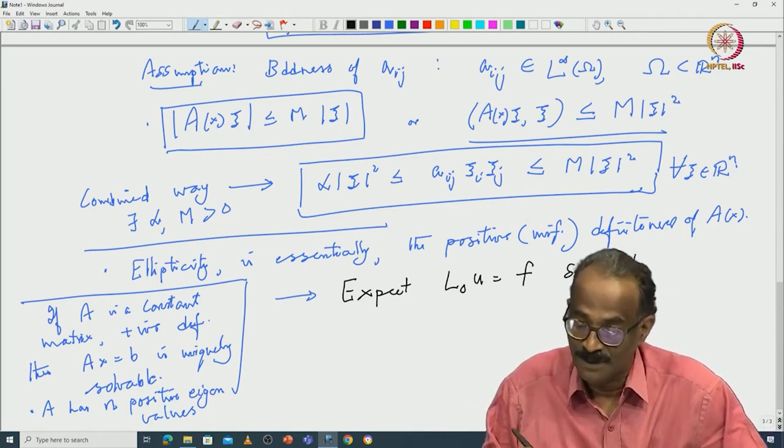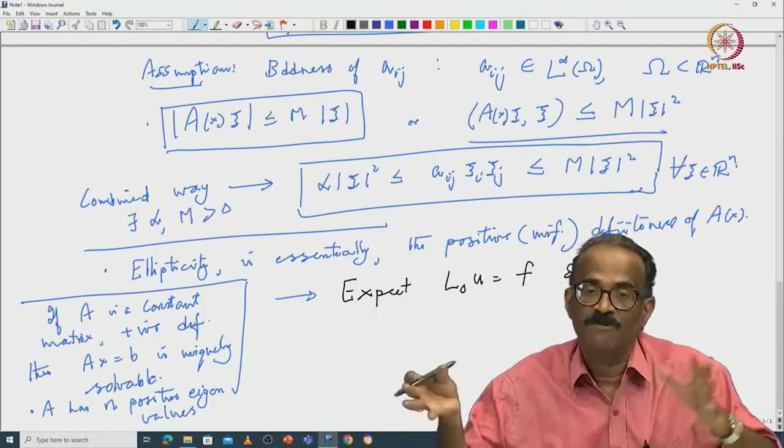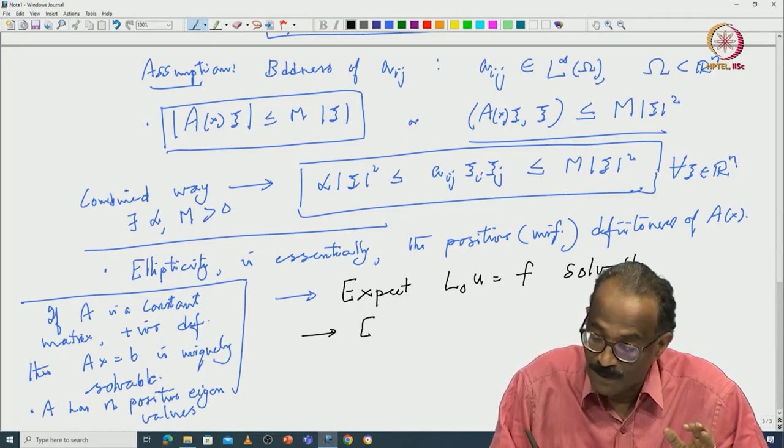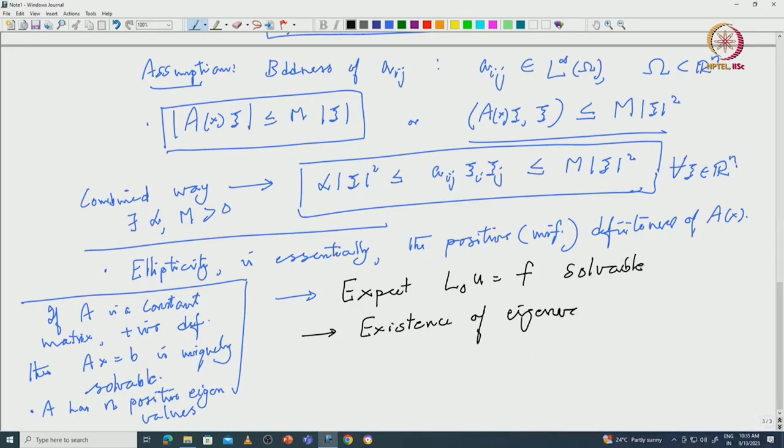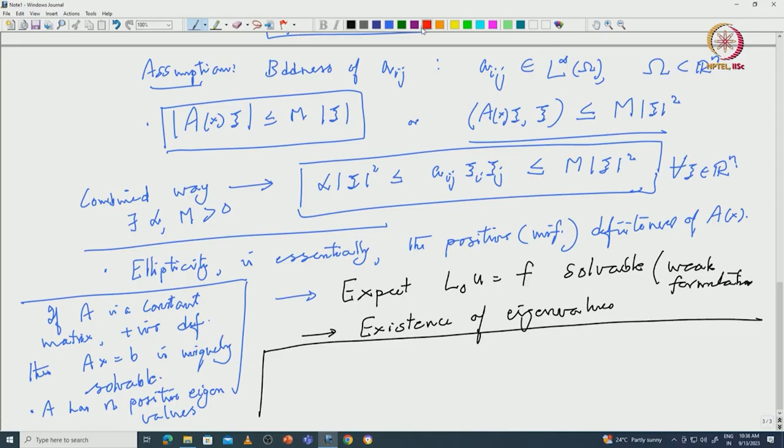Of course, there are difficulties when you go to this setting, because now the solvability is in a function space, an infinite dimensional situation, and there is also the question of existence of eigenvalues. Of course, what we are going to do is for the weak formulation. But let me make one remark even for the classical case: look at this equation, minus Laplacian of u equal to f in omega, and u equal to g on the boundary of omega. This you have studied in our first course on partial differential equations.